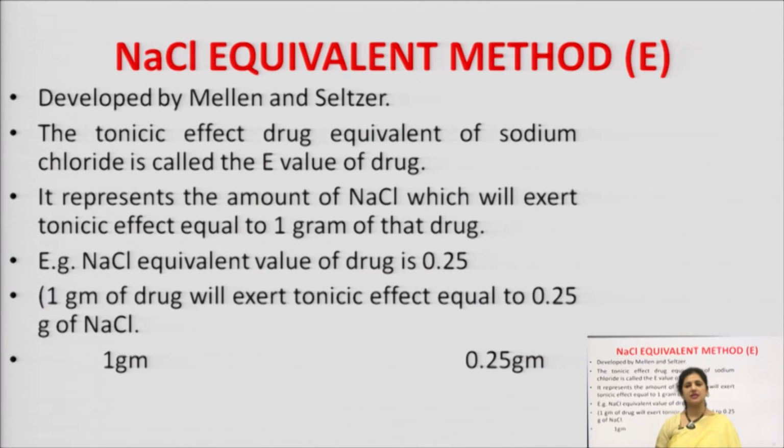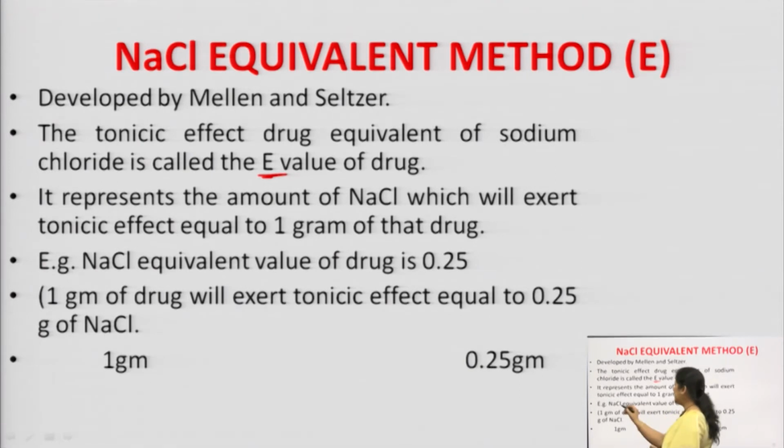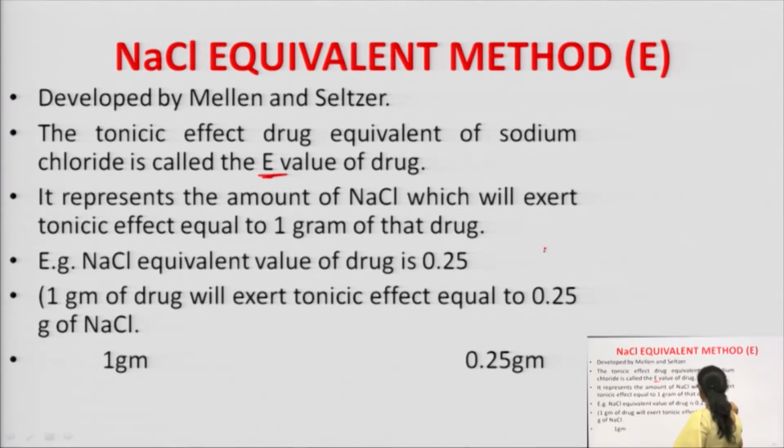This method was developed by Mellen and Seltzer. The tonic effect of the equivalent of sodium chloride is called E value. We denote it by what? E, right? It represents the amount of NaCl which will exert the same tonic effect as that of 1 gram of drug. For example, NaCl equivalent, that is the E value.